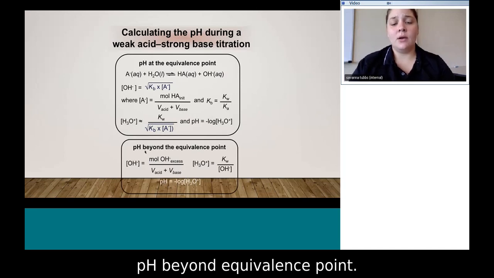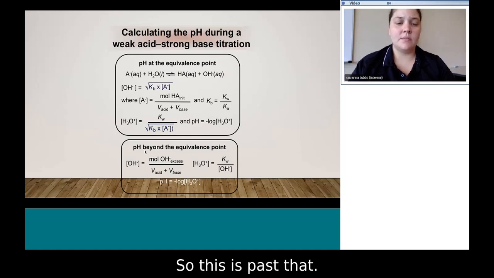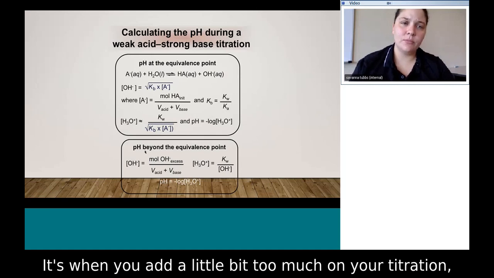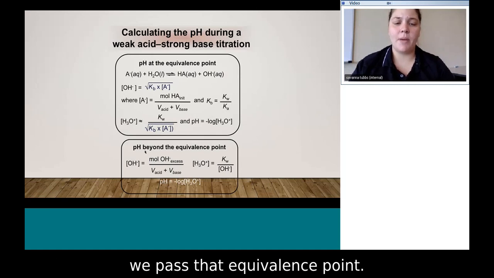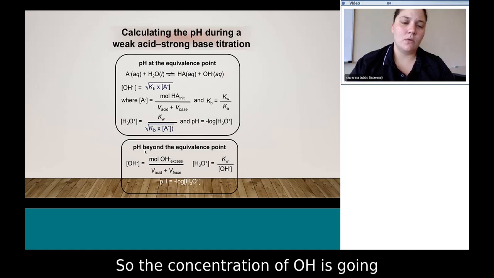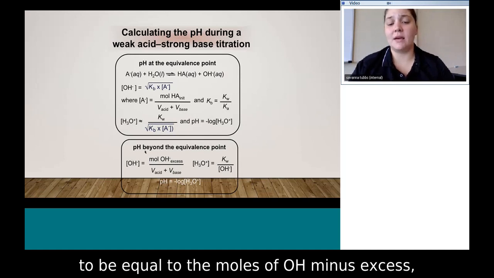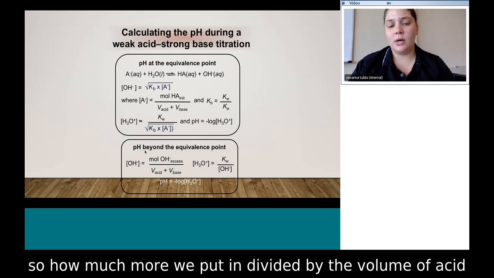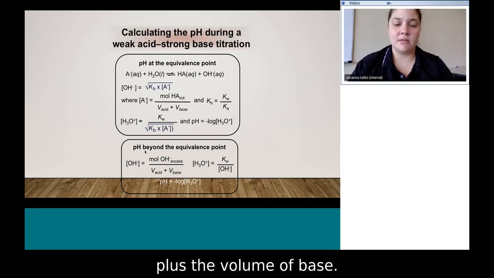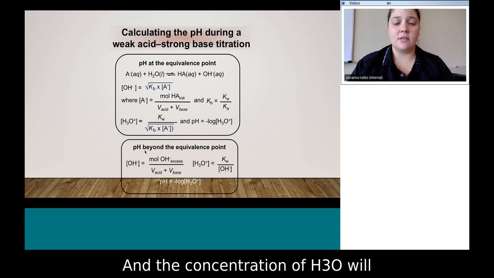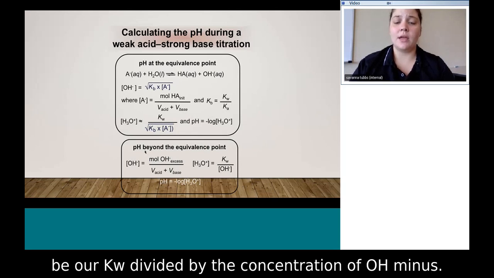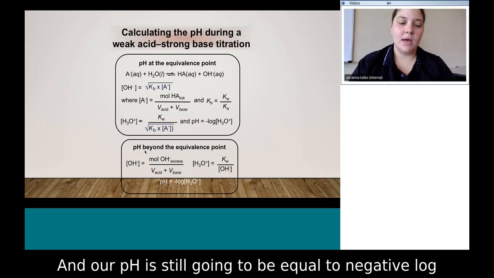pH beyond equivalence point. This is past that, when you add a little bit too much in your titration and we pass the equivalence point. So the concentration of OH⁻ is equal to the moles of OH⁻ excess, so how much more we put in, divided by the volume of acid plus the volume of base. The concentration of H3O⁺ will be our Kw divided by the concentration of OH⁻. And our pH is still equal to negative log of H3O⁺.